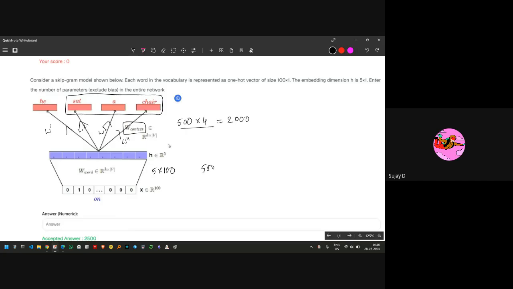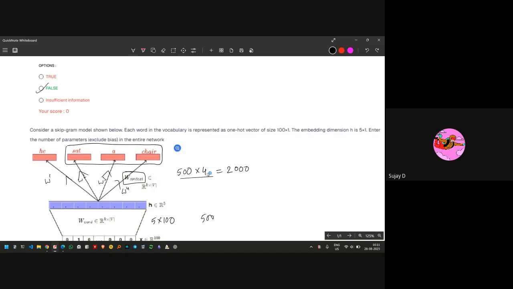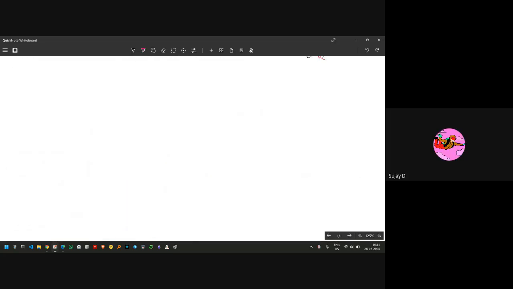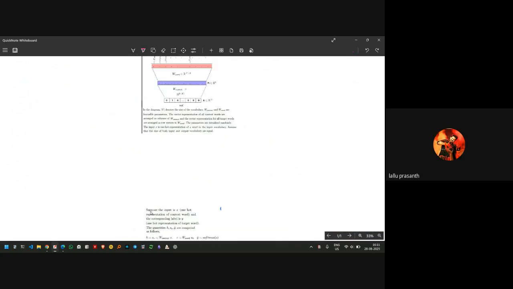Okay, 2500. But why haven't we kept this W context the same for all of them? Because these are different word pairs, right? No, we are talking about W context: W context 1, W context 2, W context 3, W context 4. That's why we made it 4 into 4. But in the previous question, with skipgram with negative sampling, we didn't do that. Remember, we didn't multiply by 4. Oh yeah, I forgot it somewhere above.